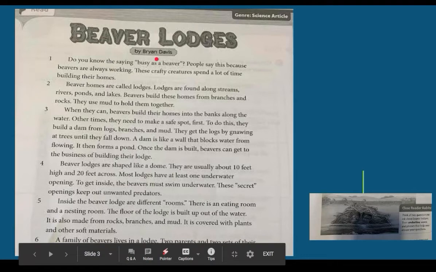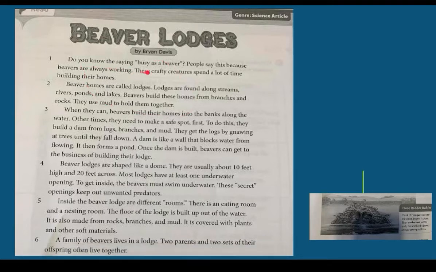Beaver Lodges by Brian Davis. Do you know the saying, busy as a beaver? People say this because beavers are always working. These crafty creatures spend a lot of time building their homes. Beaver homes are called lodges. Lodges are found along streams, rivers, ponds, and lakes. Beavers build these homes from branches and rocks. They use mud to hold them together.